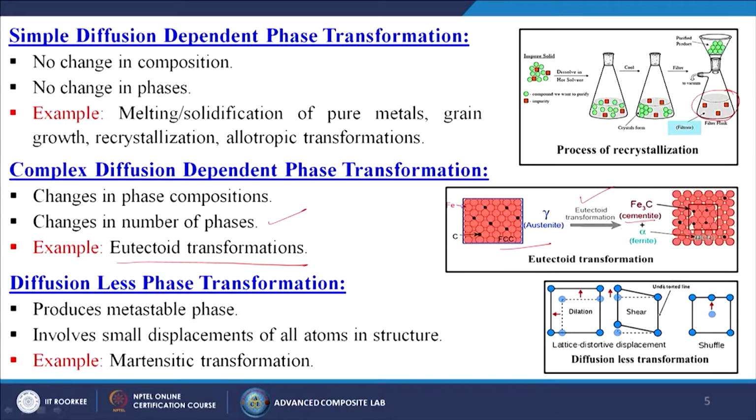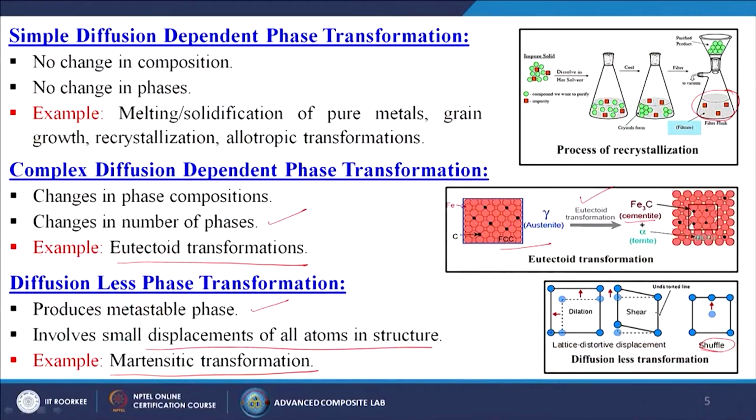Then we are going to discuss the diffusionless phase transformations, which produce a metastable phase and involve small displacement of all atoms in the structure. Example: martensitic transformations. In this image you can understand that the atoms shift or change their places, and due to that some distortion is taking place at this particular point, and some are undistorted atoms. Like this, the diffusionless phase transformation takes place.